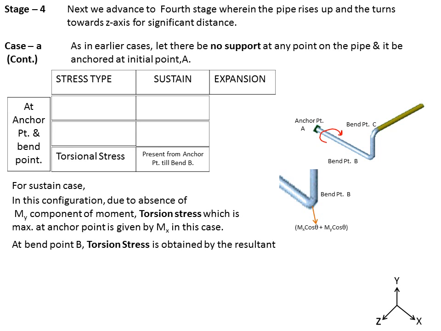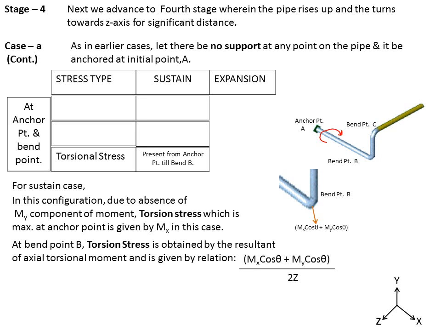At bend point B, torsional stress is obtained by the resultant of the axial torsional moment and is given by the relation Mx cos theta plus My cos theta divided by 2Z. So in the axial direction of the bend, we have the torsional stress. Thus the net stress is given by Mx cos theta divided by 2Z, as My component is 0 over here. So net torsional stress can be calculated by Mx cos theta divided by 2Z into the stress intensification factor for the bend B.